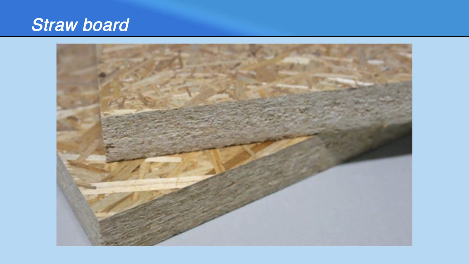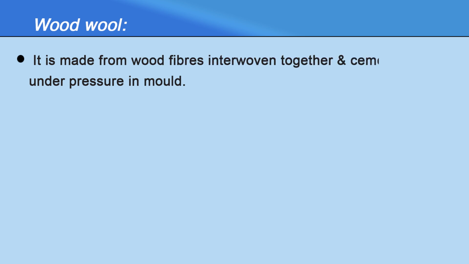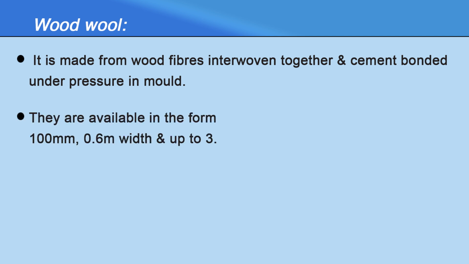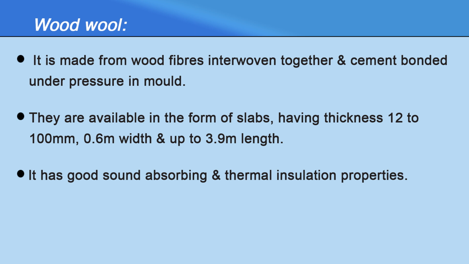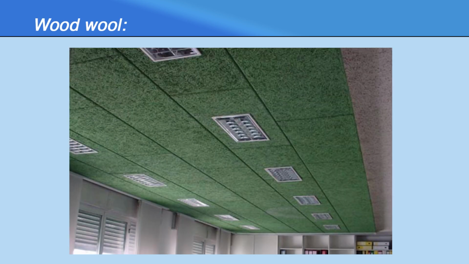This is the straw board. Simple compressed straw is used. Wood wool is made of wood fiber interwoven together and cement bonded under pressure in a mold. They are available in the form of slabs having a thickness of 12 to 100 mm, 0.6 meter width and up to 3.9 meter length. It has good sound absorbing and thermal insulation properties. This is a photograph of wood wool in which the wood is interlocking here.